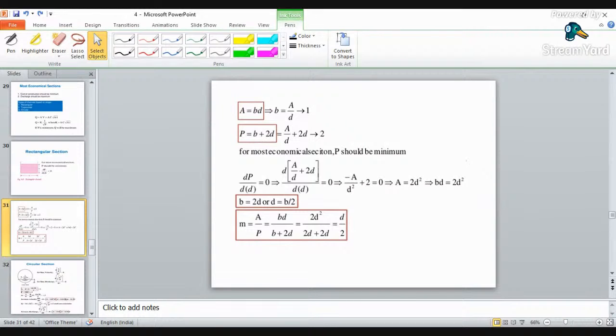Okay. So for the most economic section of a rectangular channel, hydraulic radius must be equal to half of the depth of the flow. That is M, or you may denote it as R. M or R must be equal to D by 2, for a rectangular channel which has a hydraulic radius half of the depth, or its width should be as double as its depth.